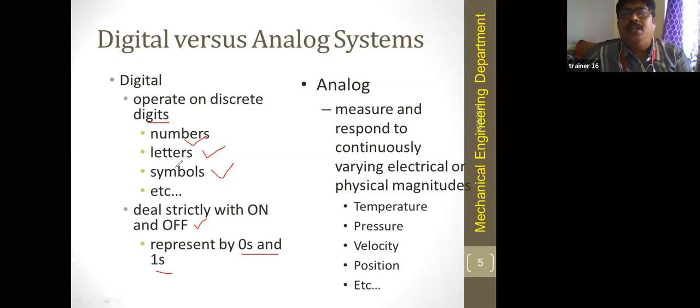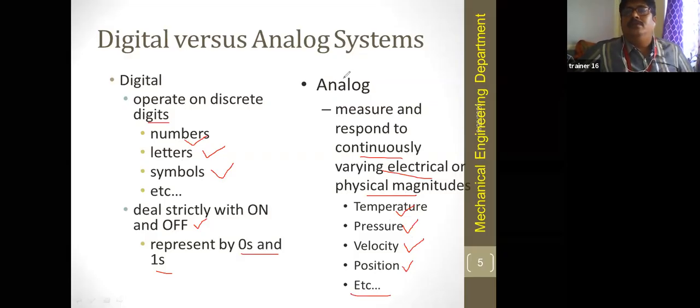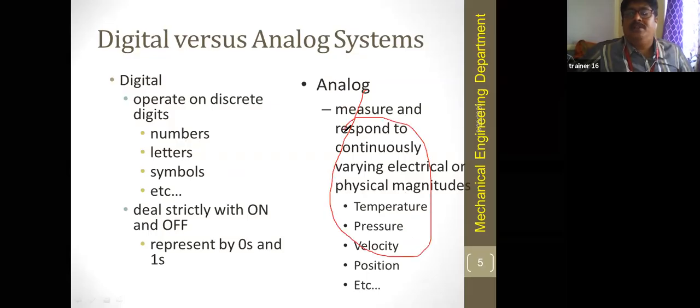And in analog, it measures the response continuously, as varying electrical and physical magnitudes. That is temperature measurement sensors, velocity and position, etc. These are all analog. Now this temperature sensor we can also go for digital measurements, with a digital measuring device. So these analog parameters are not accurate, whereas here in digital, they are accurate.